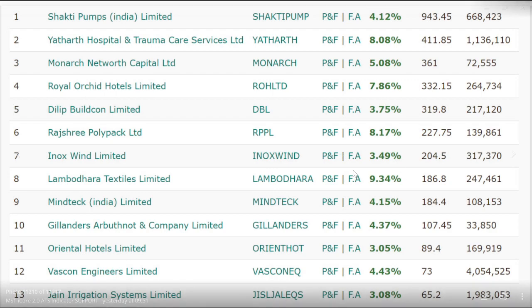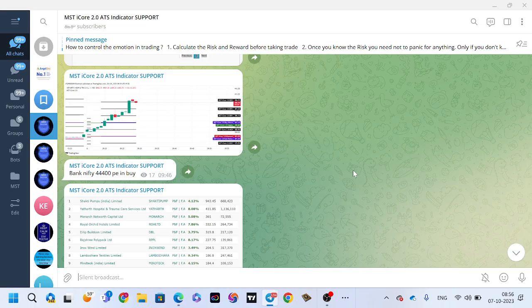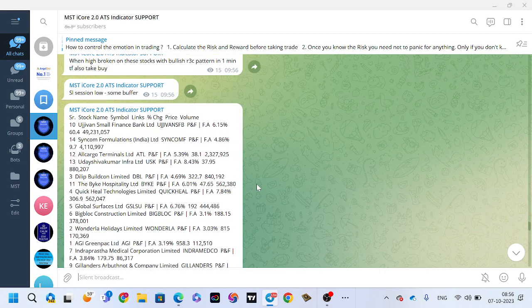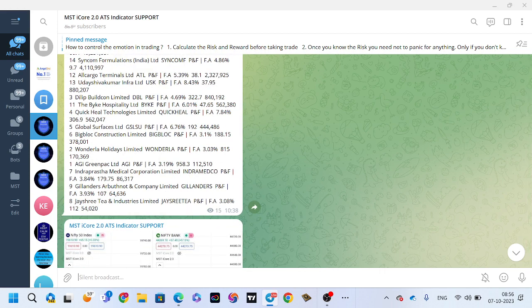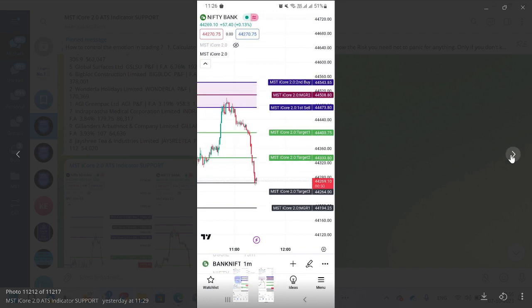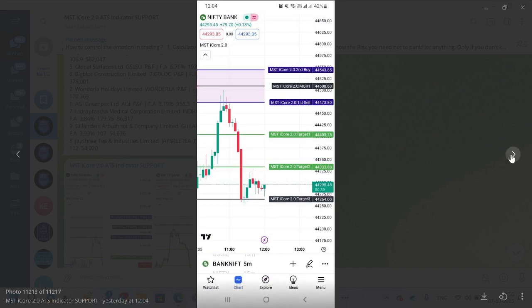In that, we selected stocks with a minimum price of 500 and above, so that is why we will be getting some profit. So we selected Quick Heal, Global Surface and others. And yesterday Nifty sell activated, targets hit. Bank Nifty sell activated, all the targets hit.